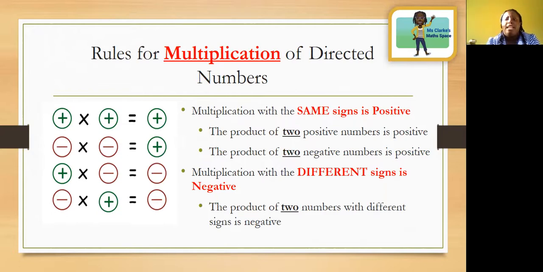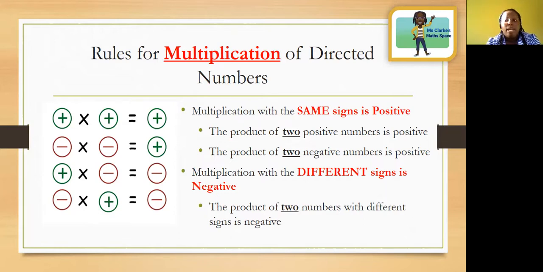And let's put it in context. So I have the notes written that I would read. Multiplication with the same signs is positive. So if you have two positive numbers, like say 10 multiplied by 2, 10 and 2 are positive. 10 by 2 would be 20. So you end up getting a positive answer, which is positive 20.